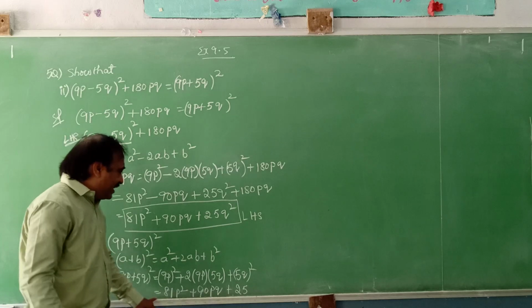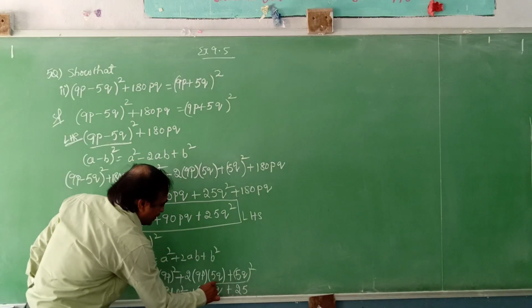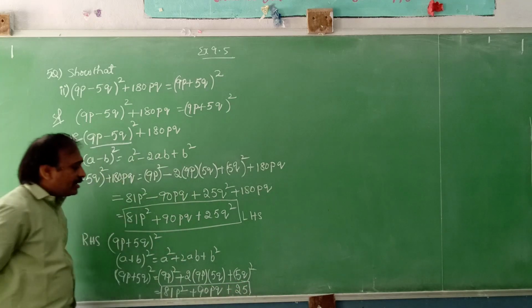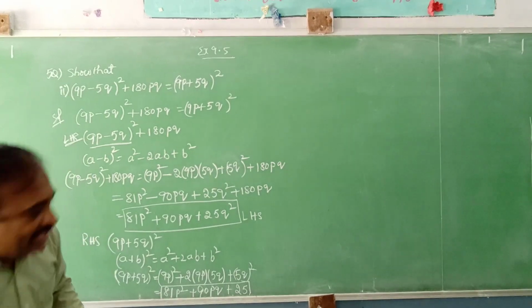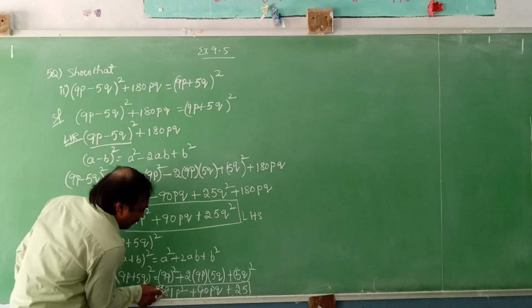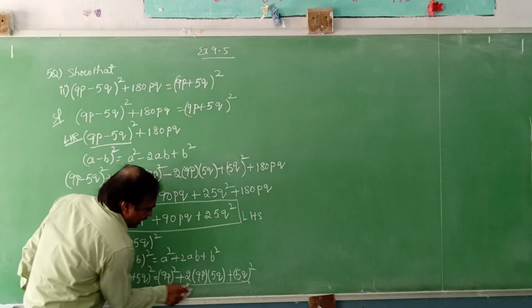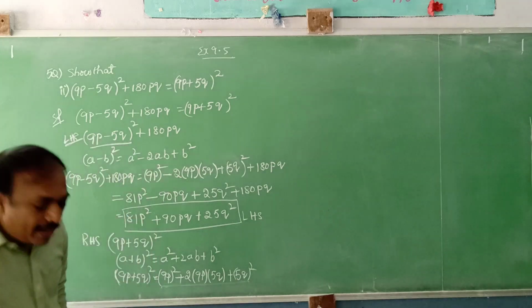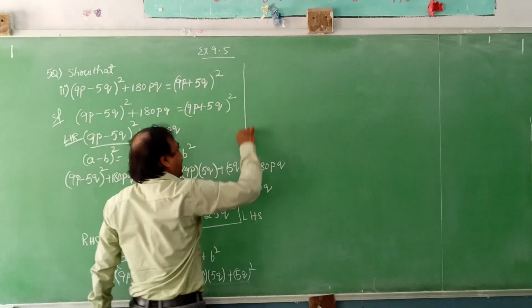Now you observe it here, what you got for LHS and what you got for RHS. This is the part of RHS. I'll write this part over here so that you can see clearly. Observe it. This is the (a plus b) whole square we expanded, that I am writing over here.